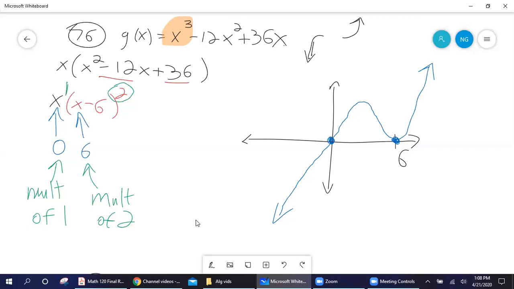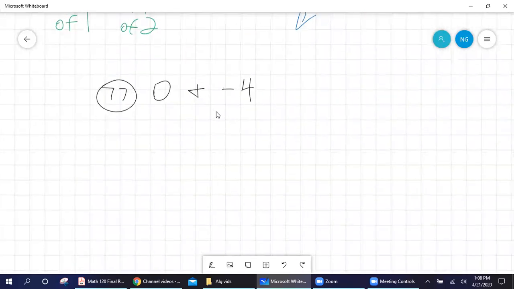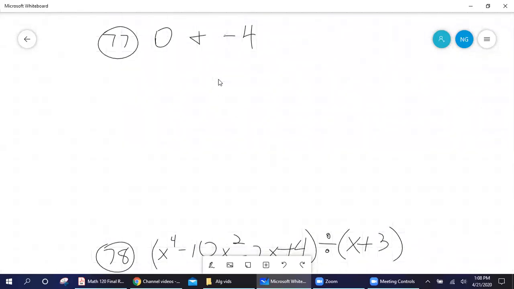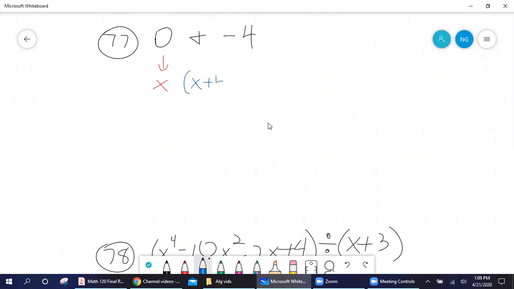On number 77, now we're reverse engineering a polynomial. It has to have degree 3 though, and these are the only zeros. So if 0 is a 0, that means the factor would just be an x. If negative 4 is a 0, that means the factor must have been x plus 4. Again, I'm doing everything in reverse. Now, here's the issue with this. If I multiply this together, it would only have degree 2.